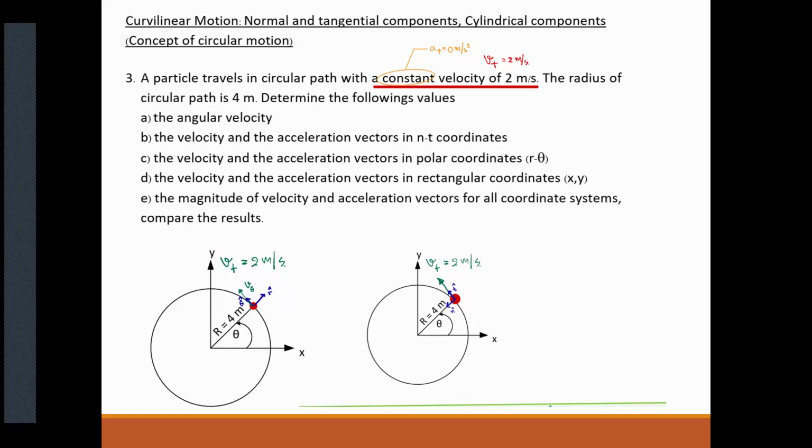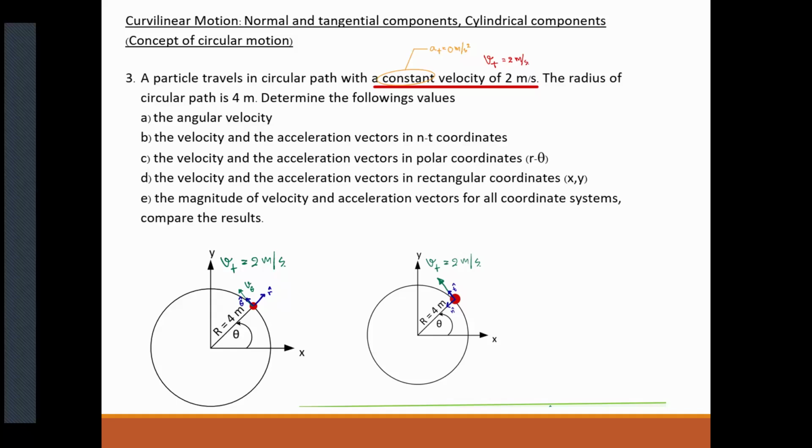I set up this problem like a concept problem. I hope that after you finish this problem, the circular motion will be very easy to understand. You may be familiar with this type of problem from high school and fundamental physics. So it is a circular motion.